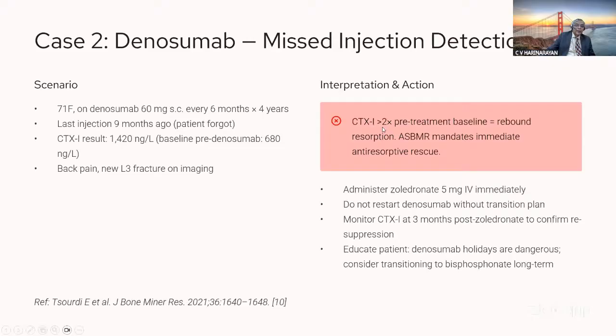Interpretation: CTX more than twice the pre-treatment baseline. Rebound resorption. ASBMR mandates immediate antiresorptive therapy. Give zoledronate 5 milligram IV as a bolus. Do not restart denosumab without a transition plan. Monitor the CTX again at third month. Educate the patient. Denosumab holidays are dangerous. Consider transitioning to bisphosphonates in the long term.